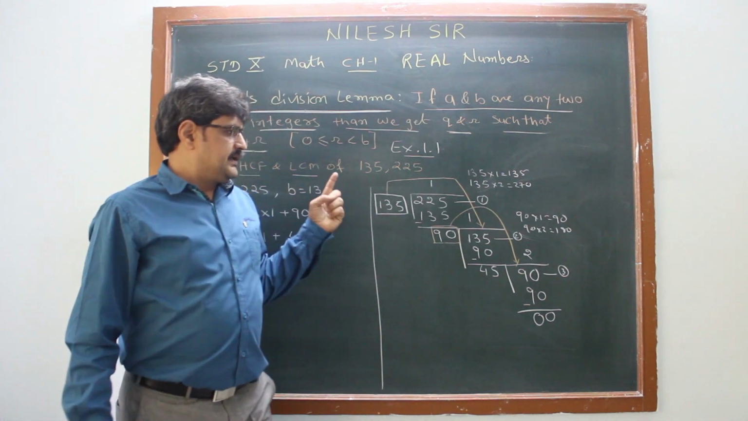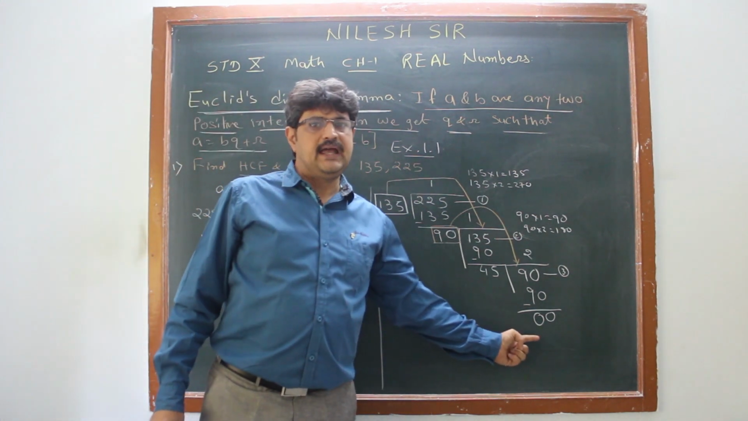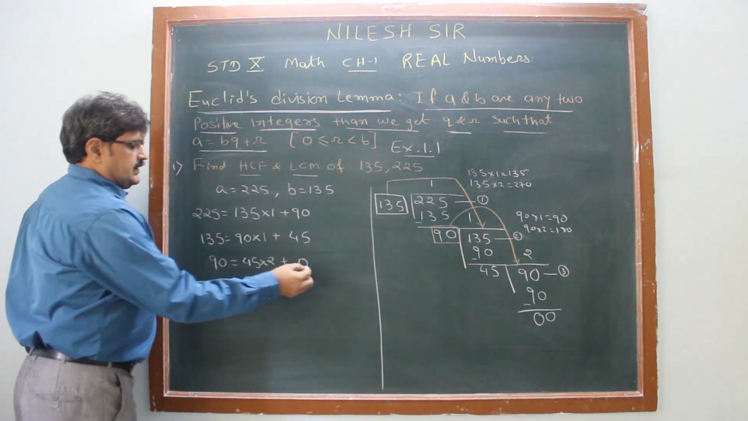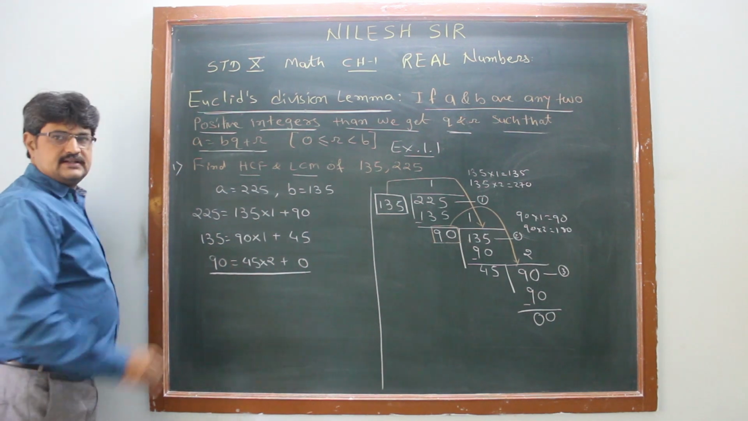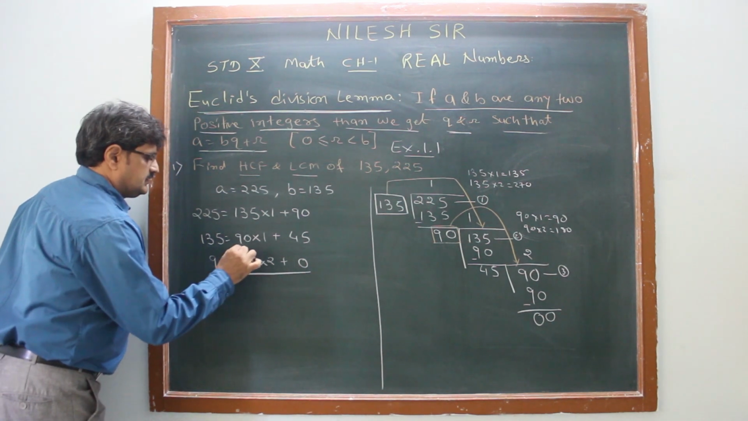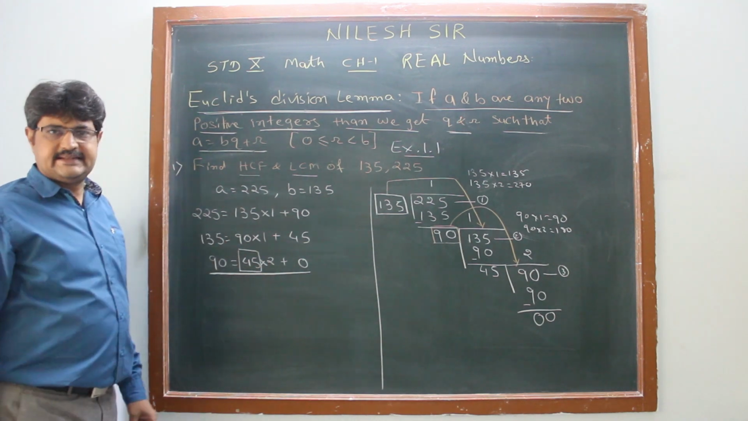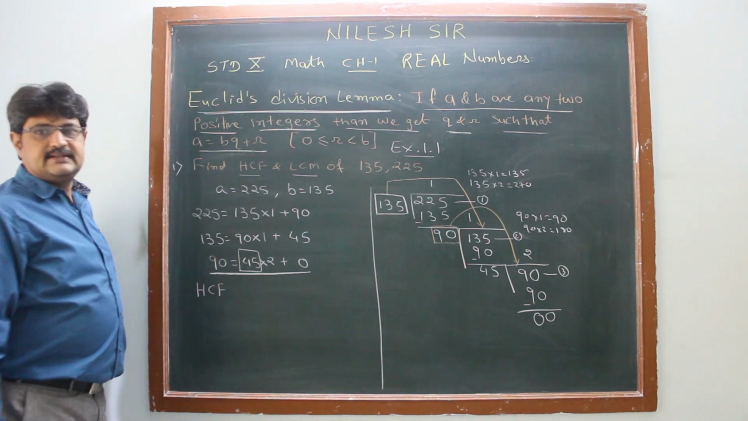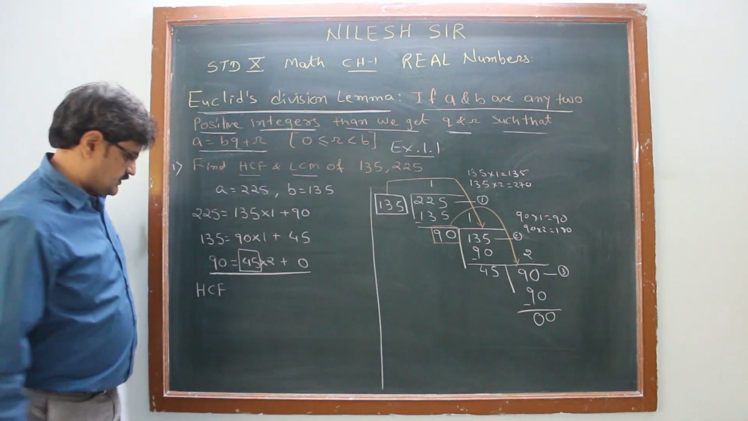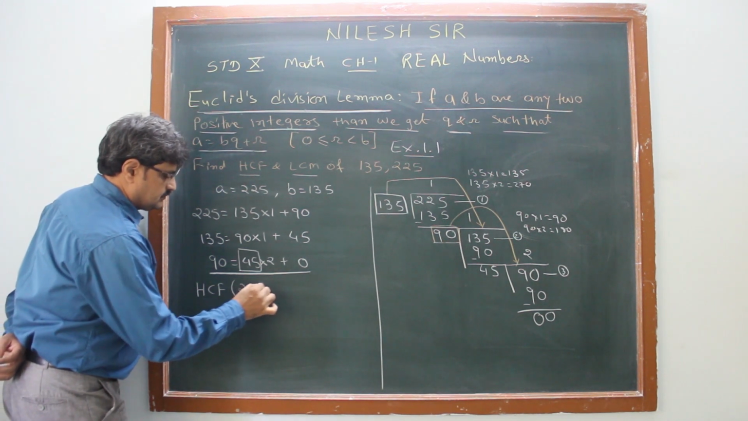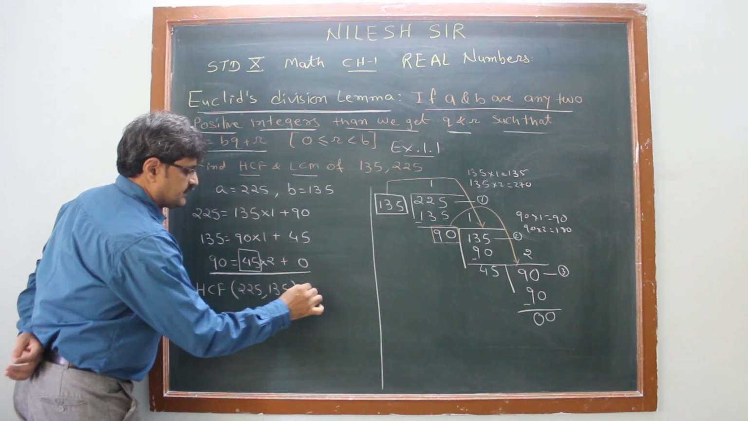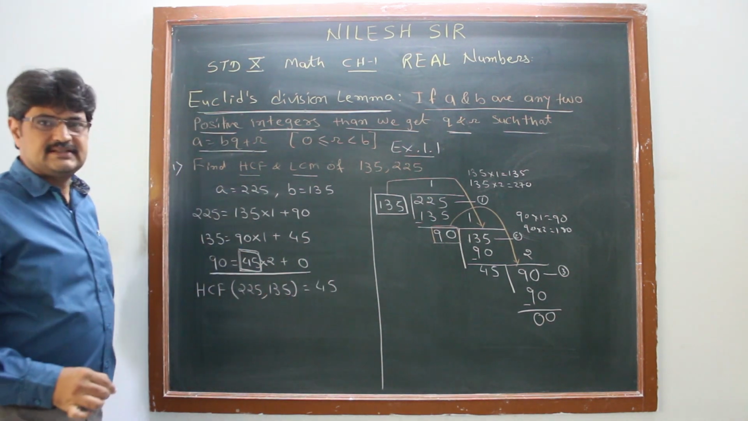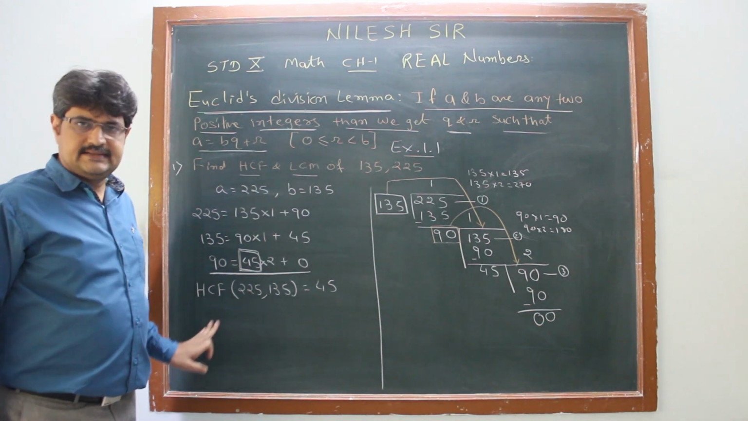Again you should remember, you have to go on until you get remainder 0. Now I got remainder 0. This is the step in which I got remainder 0. The divisor in this step is called the HCF. So we can say that the HCF, that is the highest common factor of 225 and 135, is 45.